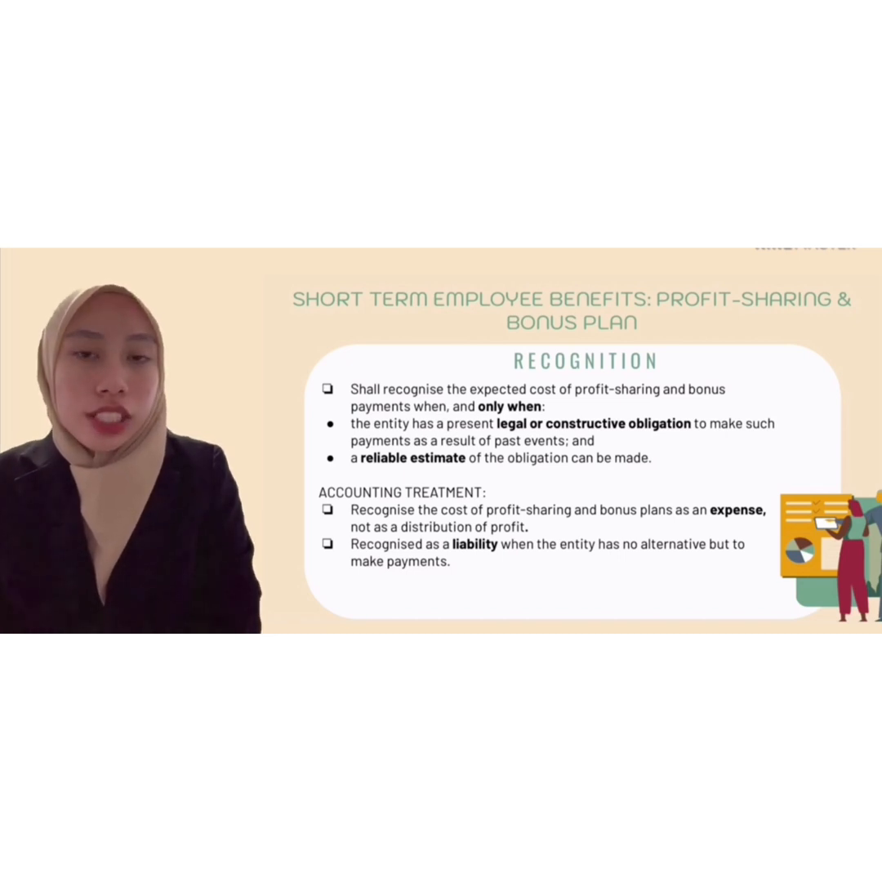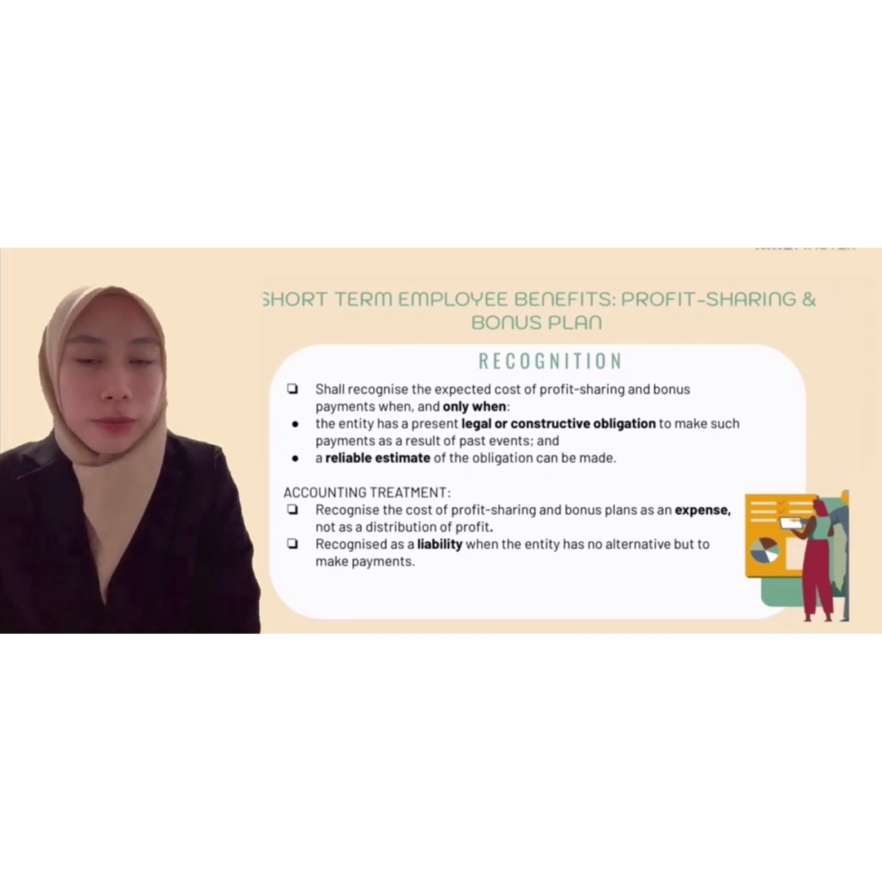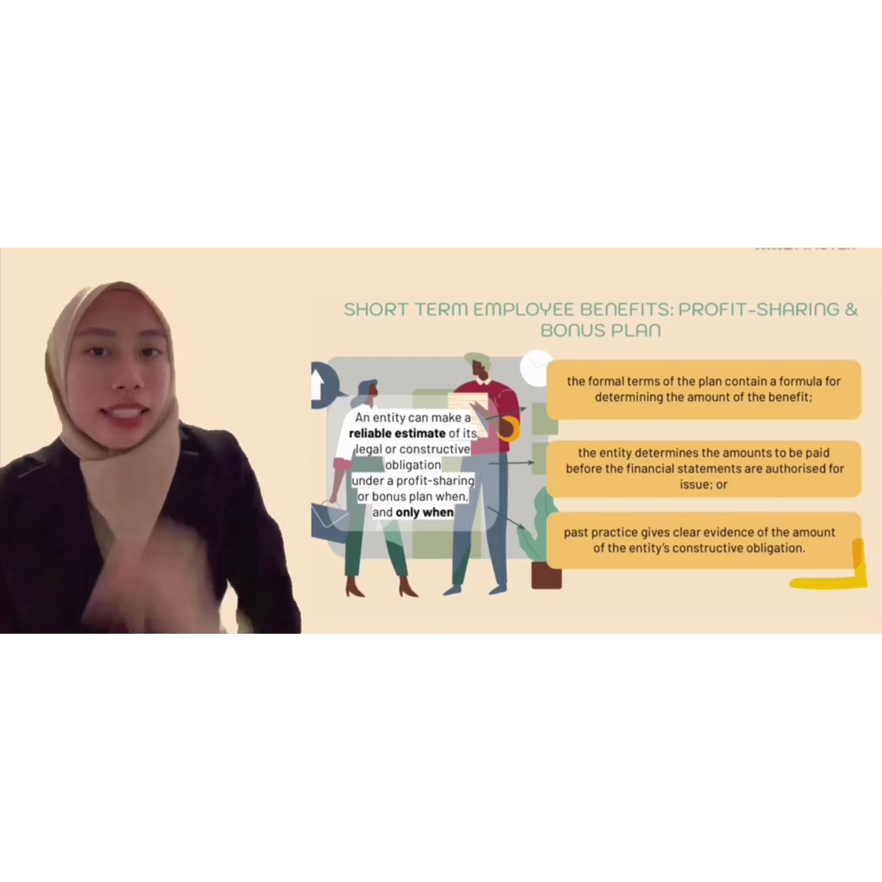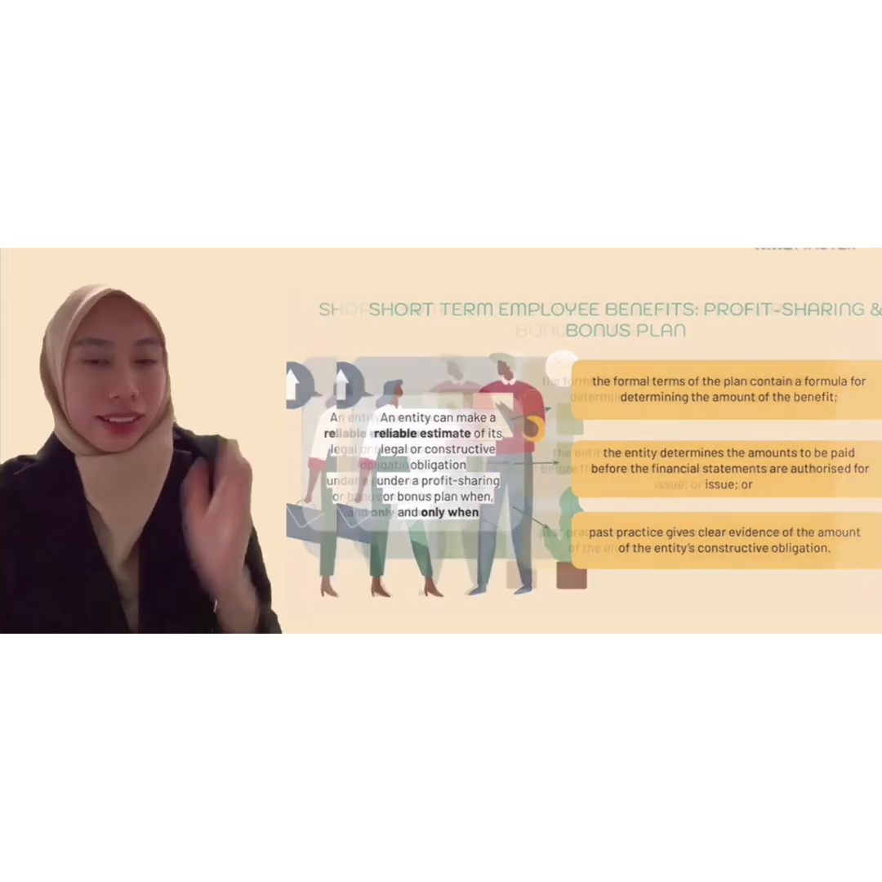For the accounting treatment, the profit sharing and bonus plans are to be recognized as an expense and a liability when the entity has no other alternative but to make payment. Next, how can an entity measure a reliable estimate? A reliable estimate of constructive obligation can only be made when these 3 conditions are met.